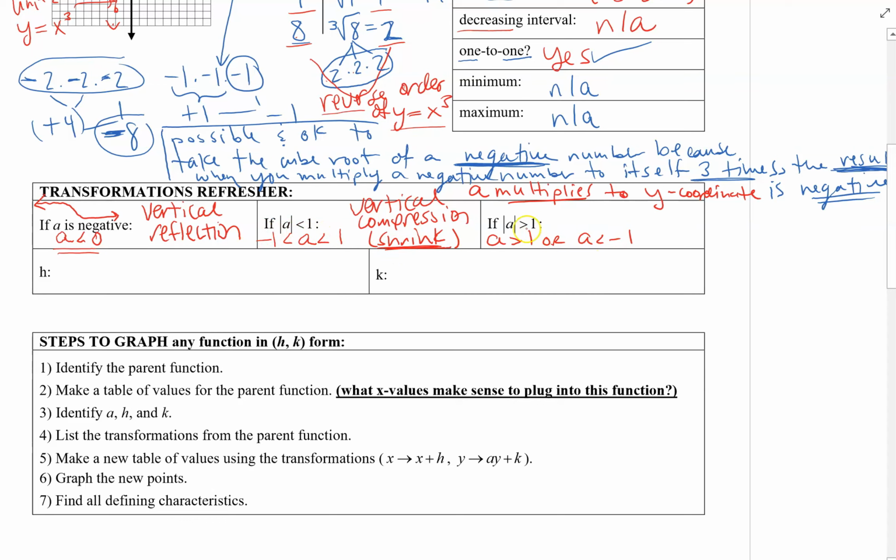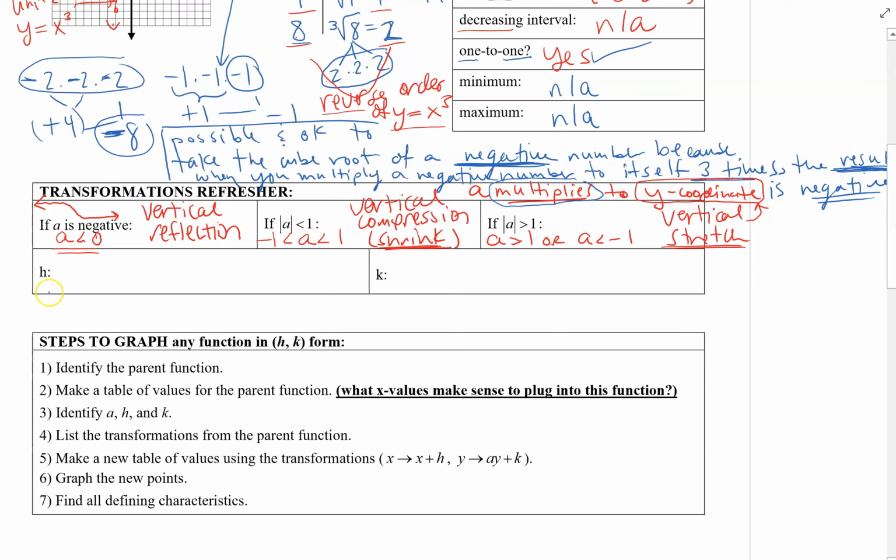If a is a number greater than 1 or less than -1, that creates what's called a vertical stretch. Because I'd be taking a number like 2, 3, 4 and multiplying it to the y coordinate, which will make that value bigger and cause it to stretch vertically. Vertically because it's the y value that's getting bigger. So that's what a does. A has a lot of power because of the fact that it's multiplying to the y coordinate.